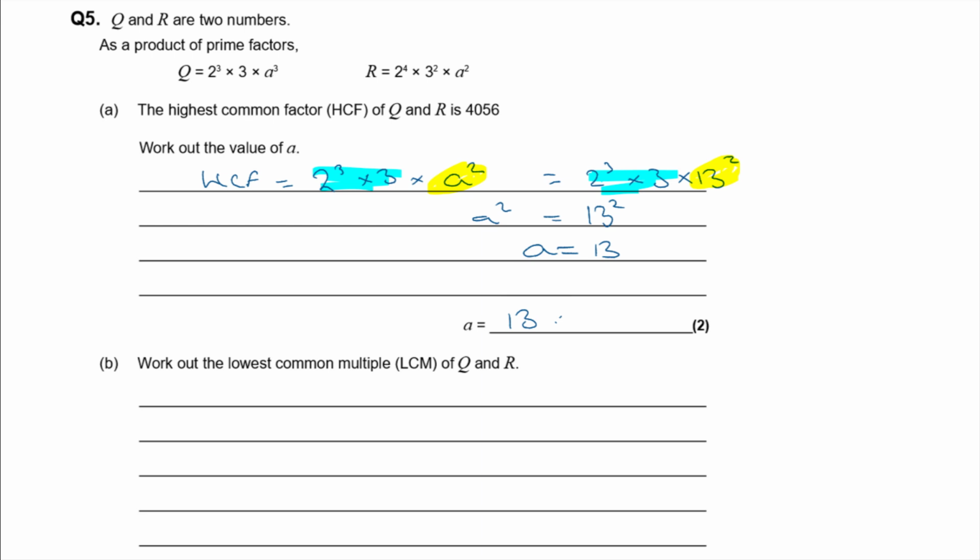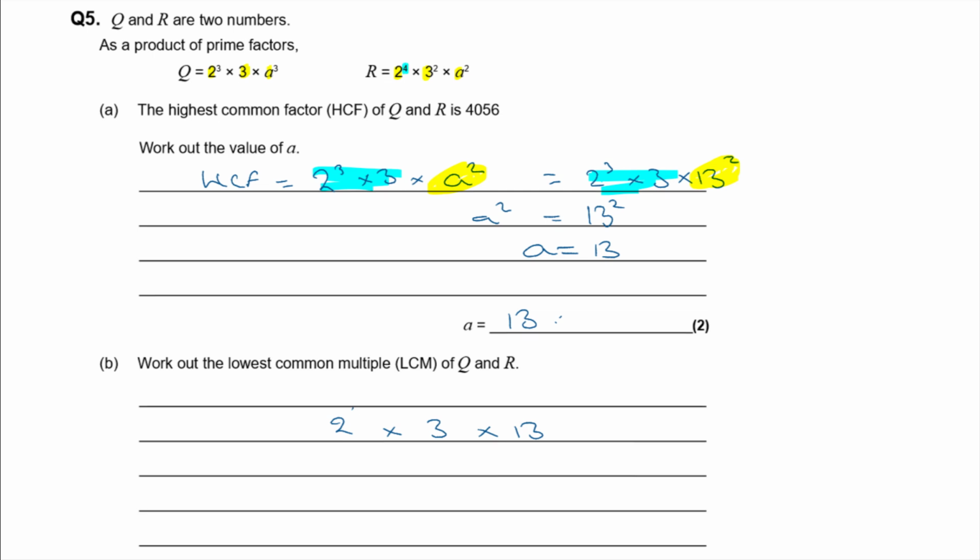And then part B says work out the lowest common multiple of Q and R. Okay, so then again, I'm just going to pick out every base that appears to the highest power. So I've got a 2 appearing, I've got a 3 appearing, and I've got an A appearing, which I now know is 13. So that's going to be 2 times 3 times 13. And the highest power, I've got a cube and a power 4 for the 2.